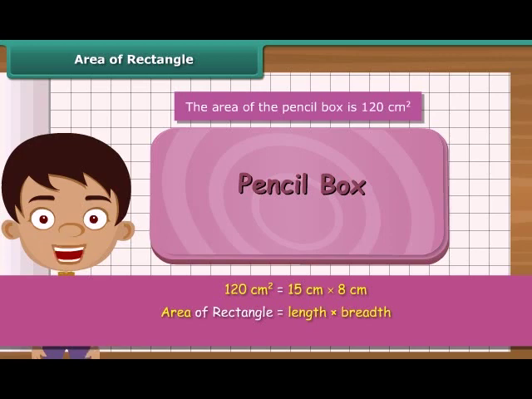Since a square is a rectangle whose length and breadth are equal, the area of a square is obtained by multiplying its side and side.